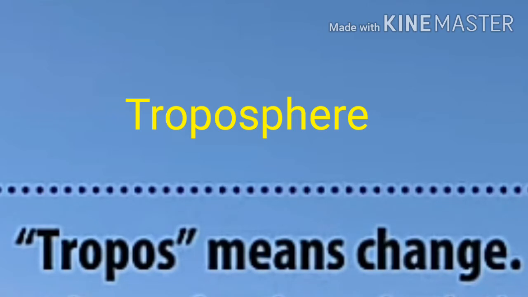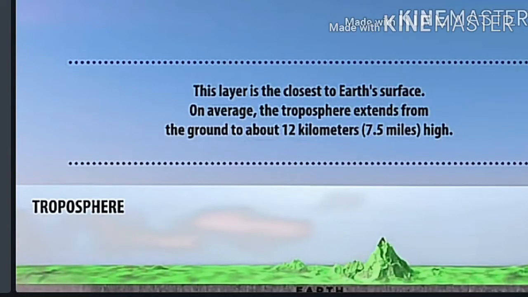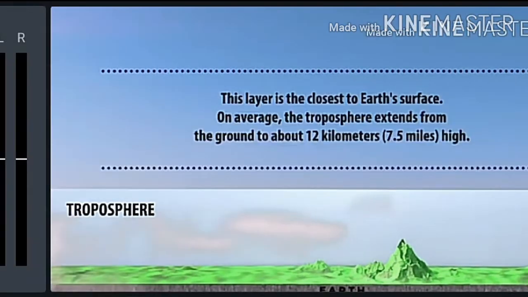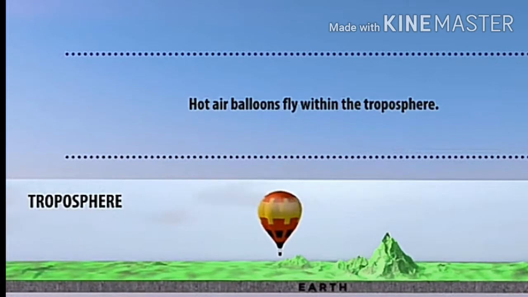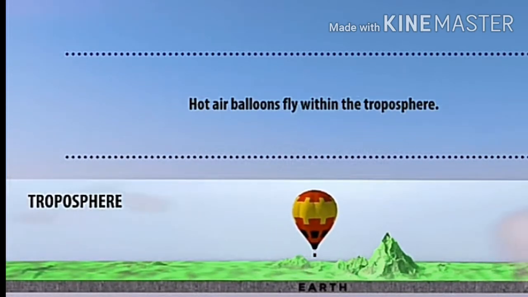First one, Troposphere. Tropos means change. This layer is the closest to Earth's surface. On average, the troposphere extends from the ground to about 12 kilometers, that means 7.5 miles high. Hot air balloons fly within the troposphere.